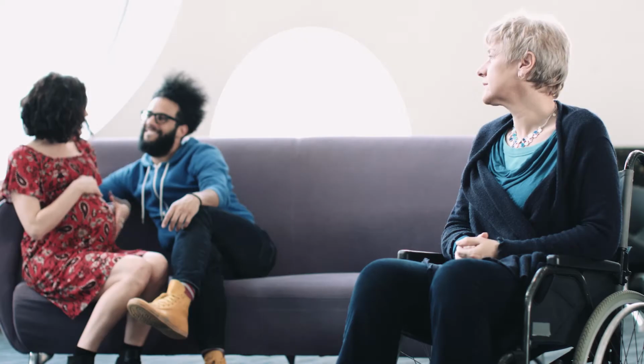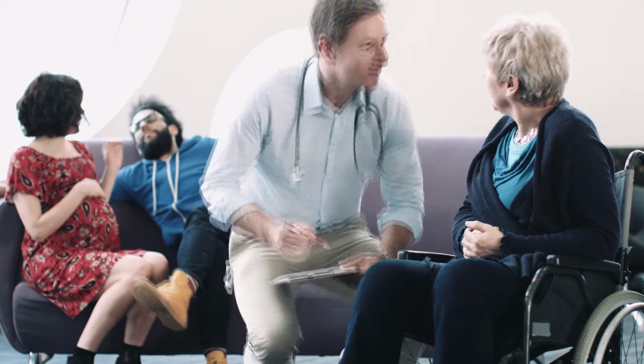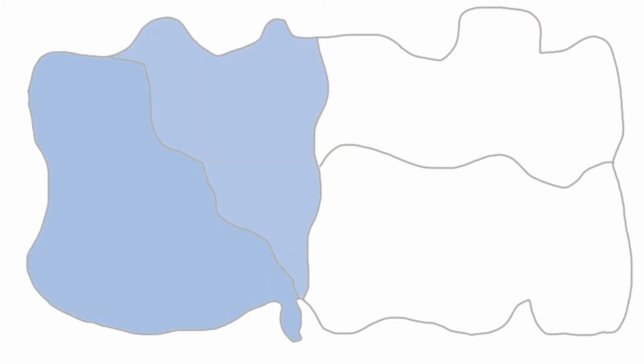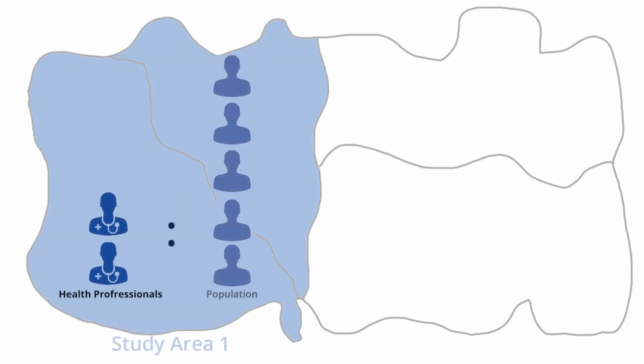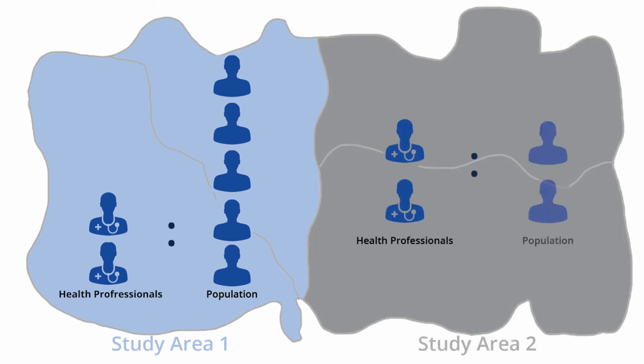There are different types of HPSAs, but today we are going to focus on primary care HPSAs in New York, which will be referred to as Study Area 1. Primary care HPSAs imply that there are not enough primary care physicians in an area to adequately meet the needs of a population. Areas that are not primary care HPSAs will be referred to as Study Area 2.